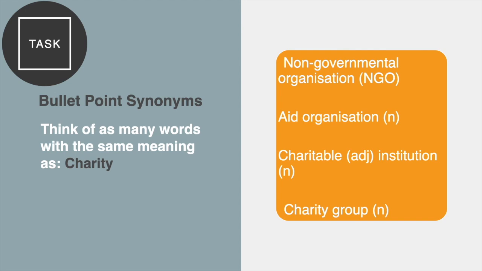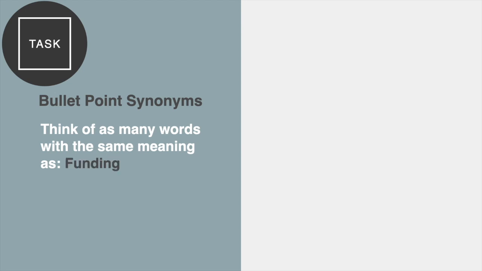Furthermore, you can work out different parts of language of the word charity. In this case, charitable is the adjective. So you are now able to create synonyms by mixing the adjective with other nouns, such as charitable institution, charitable organization, etc. So, let's try that task again, but this time we're going to be using the noun funding. So, think of as many words with the same meaning as funding. So pause the video and press play when you're ready to continue.